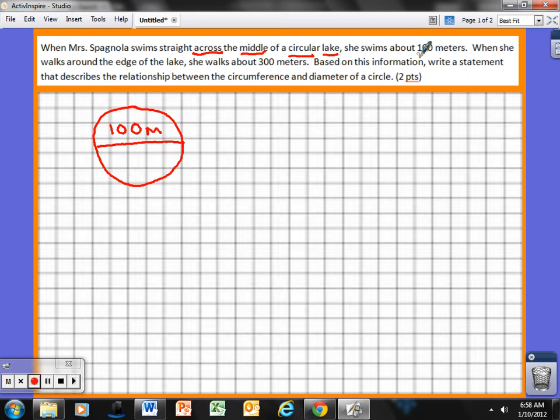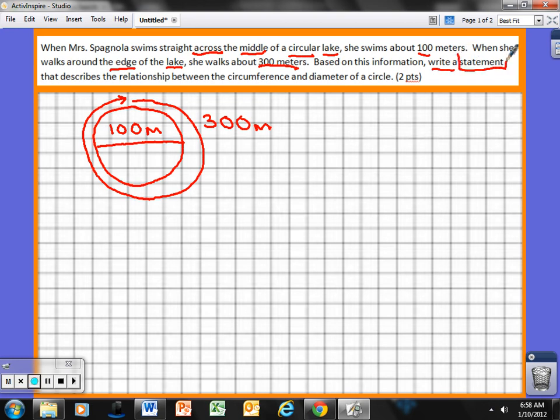Okay. Now when she walks around the edge, now I know the edge of the lake, she walks about 300 meters. Now we don't call it the perimeter of the circle, we go around it, we call it the circumference. So when she walks around in this direction, she walks around the edge of the lake, we know that's about 300 meters. Okay, based on this information, write a statement.